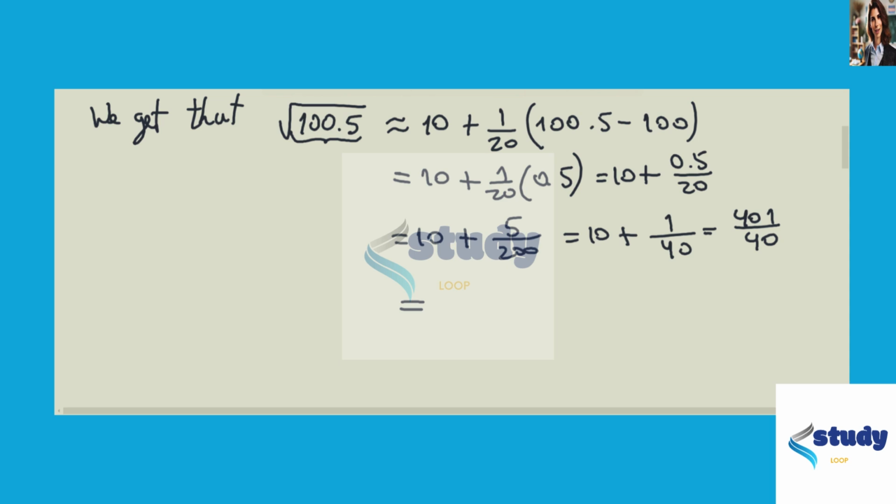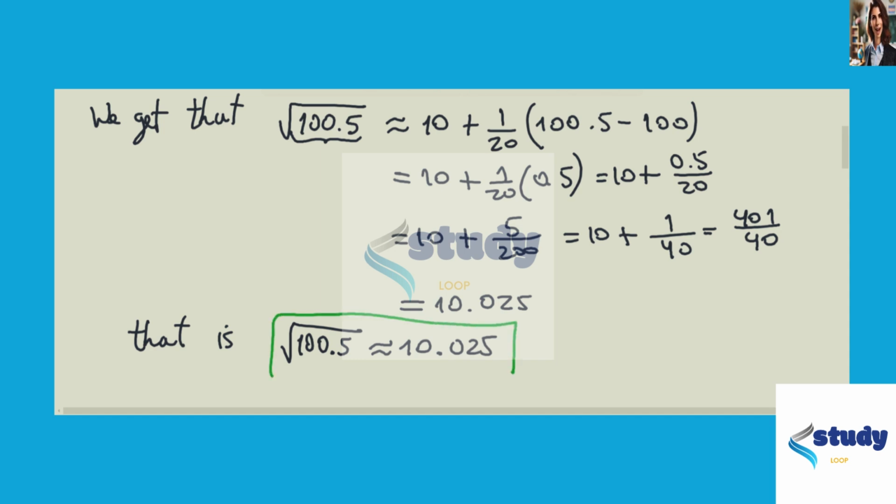That's the fraction we get, and that's exactly equal in this case, if we do it by hand, to 10.025. That is, the square root of 100.5 is approximately equal to 10.025, and that's the approximation we find using linear approximations to the function through the tangent line at 100. And if you use a calculator, we can verify that this is in fact a very good approximation.